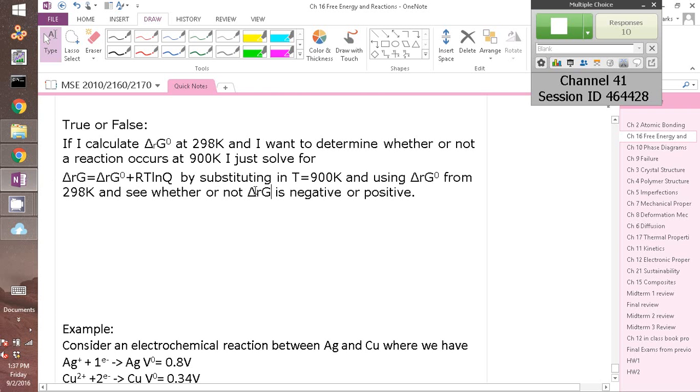What do you think? True or false? We're not doing a clicker, so just raise your hands. True. Jake, raise of hands false. It's false. Why is it false? Is it Shannon? How come it's false? You can have a different Q value if you have different concentrations or pressure. Okay, so Q, okay, this is assuming that we could calculate Q at 900 K. Even if we could calculate Q at 900 K, what would be wrong about this approach?